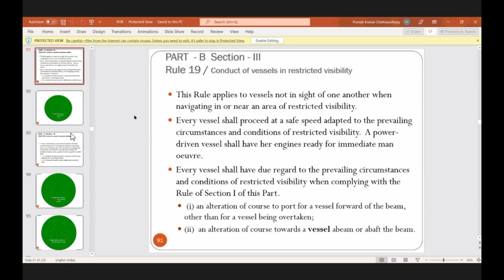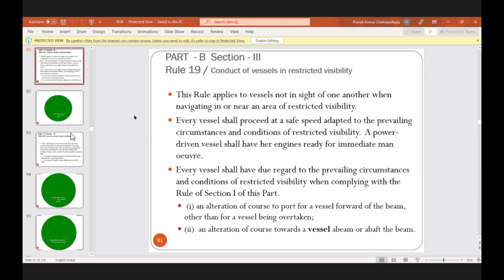Earlier, what statement did we give? This rule applies to vessels not in sight of one another. In that case, we said that section 2 is not applicable because that is for vessels in sight of one another. And there you all said that section 1 is applicable in any condition. So actually, any condition of visibility also includes restricted visibility. Therefore, every vessel shall have due regard to the prevailing circumstances and condition of restricted visibility when complying with the rules of section 1. So whenever you talk about conduct of vessels in any condition of visibility, you have to take into consideration this restricted visibility condition when you are complying with the rules of section 1.